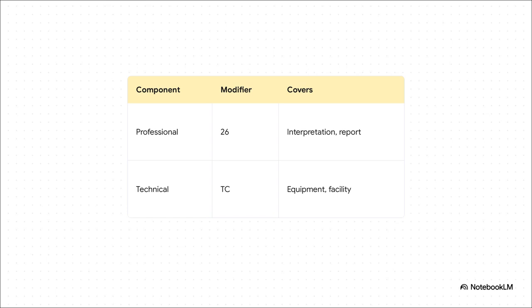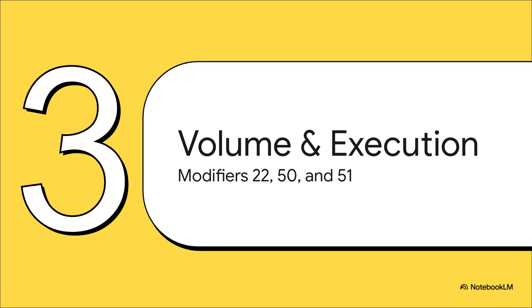The professional component uses modifier 26. That is for the physician's brain work, the interpretation, the supervision, and writing up the formal report. The technical component uses modifier TC. That covers the facility side of things, the equipment usage, overhead, and the technologist services. It's a clean split.